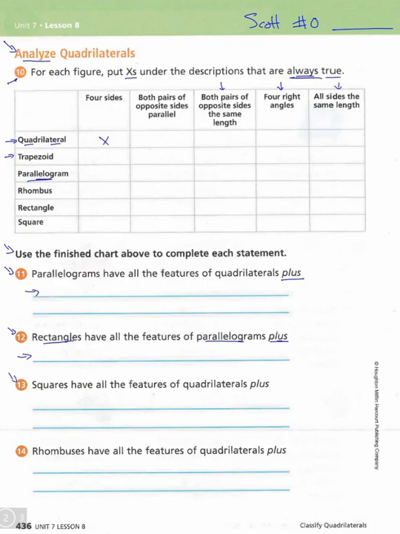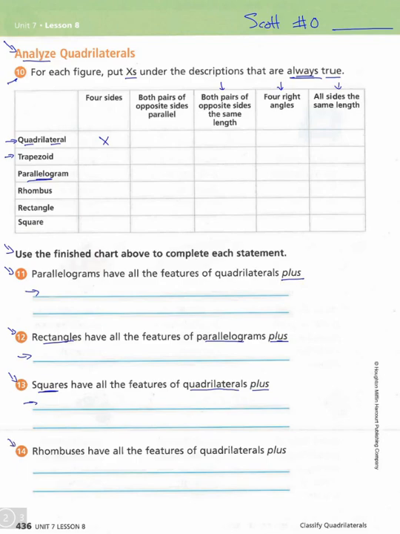Okay, so I'm looking at 13 now. Now we're talking about squares. Squares have all the features of quadrilaterals plus. So again, we're just comparing squares to quadrilaterals. What are the additional things that squares have that quadrilaterals don't always have? Okay, and when you're ready to go, let's look at number 14.